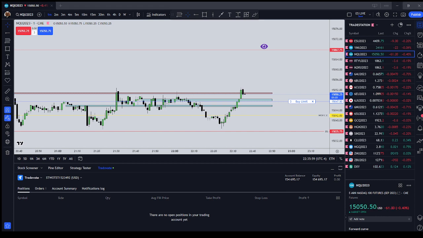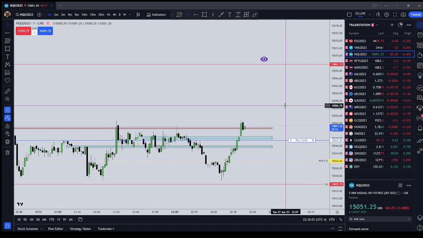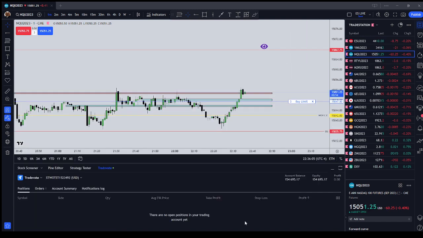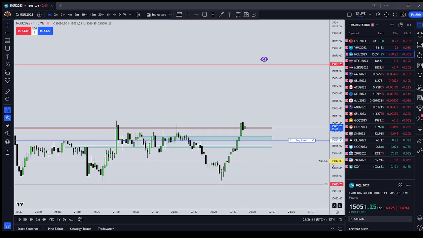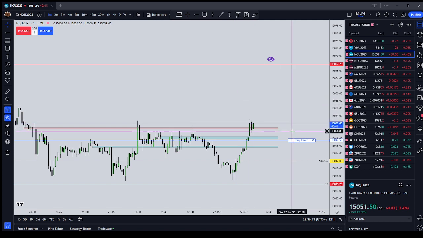Started the night at 154,338. So this is a very difficult $300. Started at 154,338. Currently sitting at 154,695. It has been a very difficult $300.